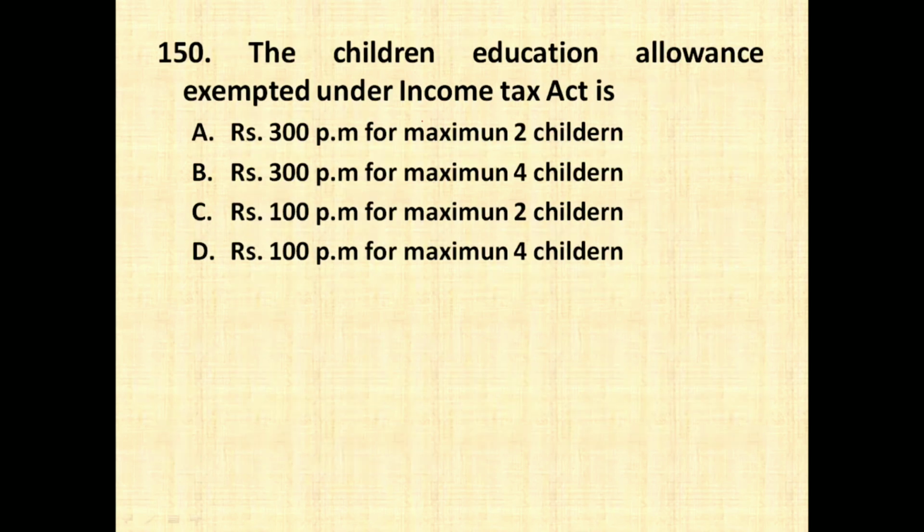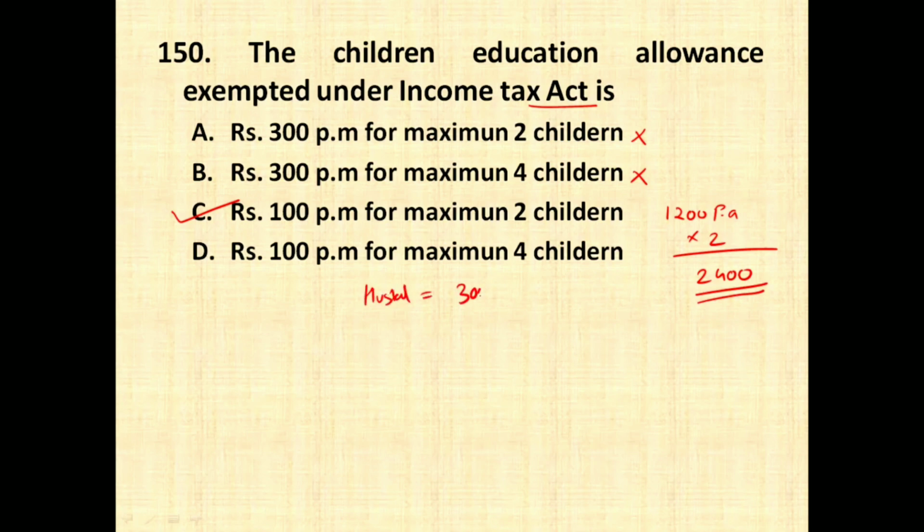The children education allowance exempted under the Income Tax Act is rupees 300 per month for maximum 2 children? No. 300 per month for maximum 4 children? No. 100 per month for maximum 2 children? Yes. So education allowance is 100 per month for 2 children, that is 1200 per annum per child, into 2, so maximum 2400 per annum. If you are claiming hostel allowance, then it is 300 per month for maximum 2 children.